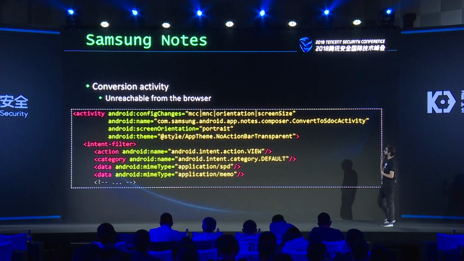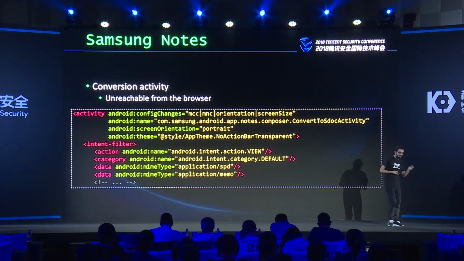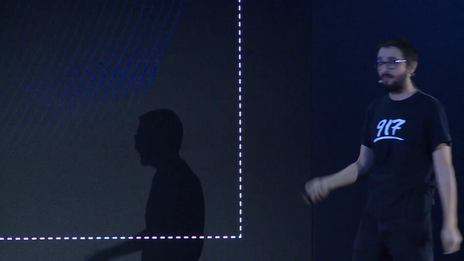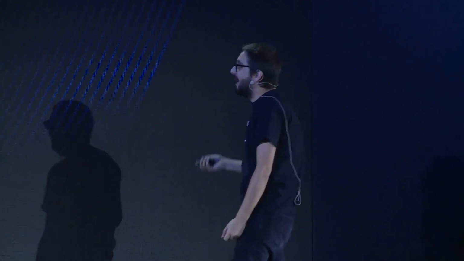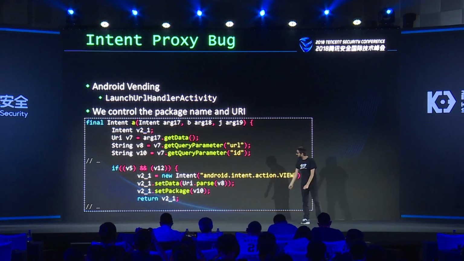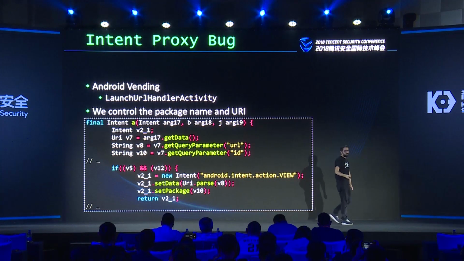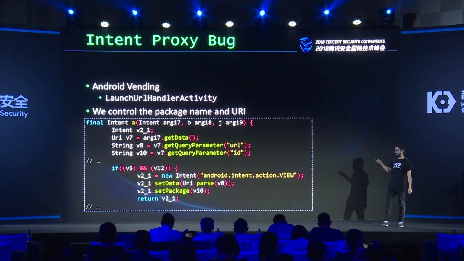All right, so Samsung Notes. This is the vulnerable activity. We see that it's exported and enabled, but it's not browsable. This means this is not directly reachable from the browser, and we need some other means of reaching this activity. Fortunately for us, there are some browsable activities that we can abuse to proxy our intent to the vulnerable activity.